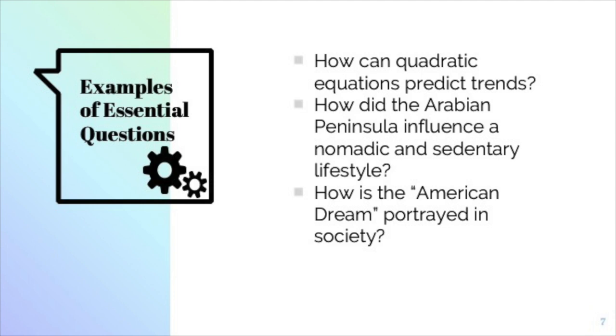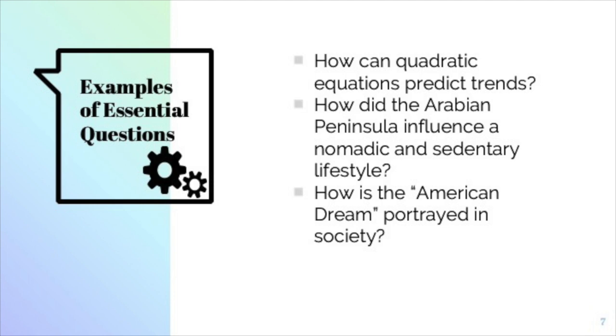For example, how can a quadratic equation predict trends? Typically you learn that in high school, but think about it when you get to the college level, when you're getting more sophisticated equations, like in economics or in finance. How did the Arabian Peninsula influence a nomadic and sedentary lifestyle? Does that change over time? The question of how can be answered in multiple ways, and there's not a yes or no. It's not right or wrong. It actually probes questions. It probes answers.